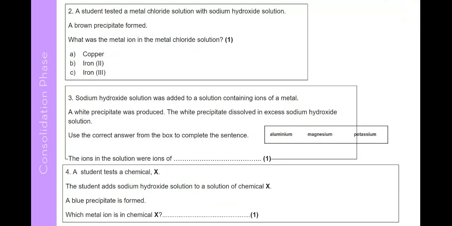Number 2, a student tested a metal chloride solution with sodium hydroxide solution. A brown precipitate is formed. What was the metal ion? Well, if it's a brown precipitate, it must be iron 3. Question number 3, sodium hydroxide solution was added. A white precipitate was produced. The white precipitate dissolved in excess sodium hydroxide. Well, that must be aluminium. And number 4, the student adds sodium hydroxide to an unknown solution, solution X. A blue precipitate is formed, where if it's blue, it must be copper.